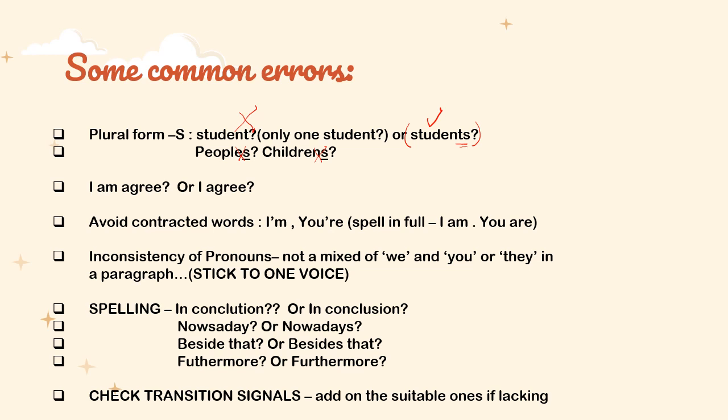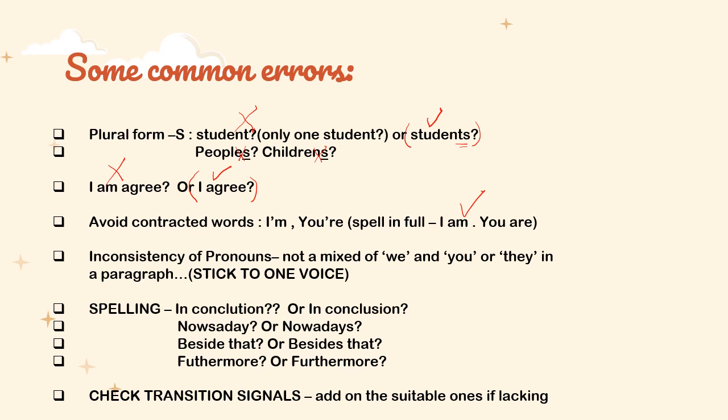Okay, another mistake. I agree or I'm agree? Of course, I agree would be the correct structure. I'm agree is not. So avoid doing this mistake. You write I agree or I disagree. When you use am there, it is supposed to be accompanied with the verb with ing. I am studying, I am going, then it could be okay. Next, avoid contracted words like I'm, you're, their. These are all spoken language actually. So in academic writing, we always spell the words in full. I am or you are. You have to write in full.